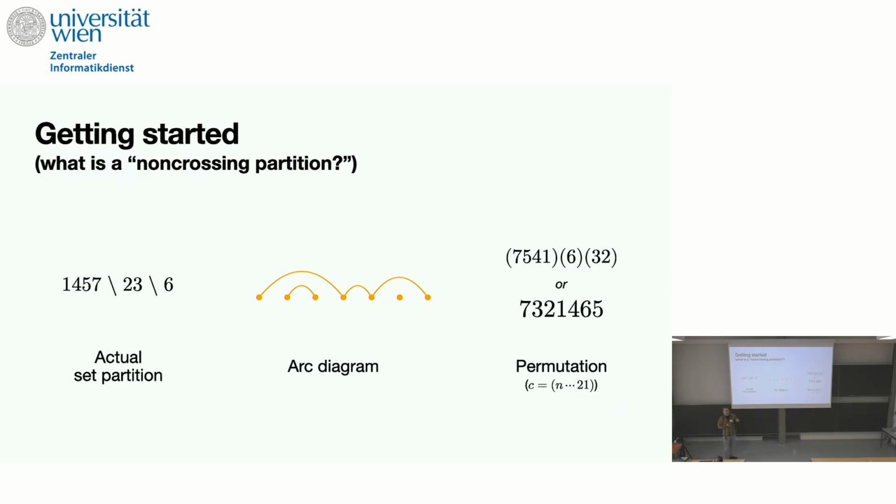So non-crossing partitions for me usually mean permutations. And the one thing I want to draw your attention to here is that I'm using the antilinear Coxeter element. So I orient my blocks or my parts downwards.